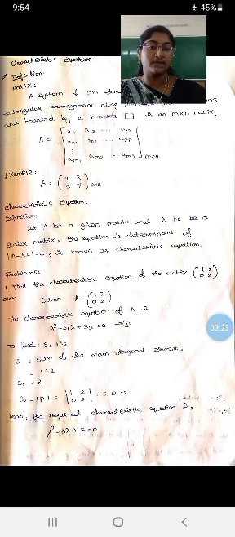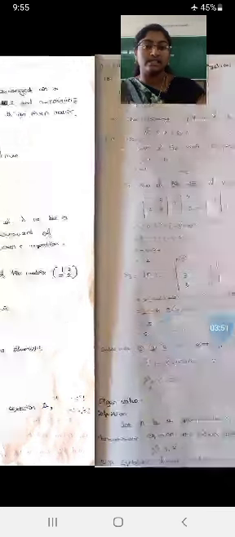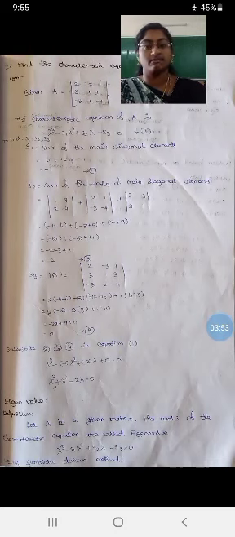Now substitute these S1 and S2 values in our first equation. Hence the required characteristic equation is lambda square minus S1 lambda, where the value of S1 is 3, plus S2, where the value of S2 is 2, equal to 0. Hence the required characteristic equation is lambda square minus 3 lambda plus 2 equal to 0. So this is the formula for a 2 by 2 matrix, and also we will see the formula for a 3 by 3 matrix.